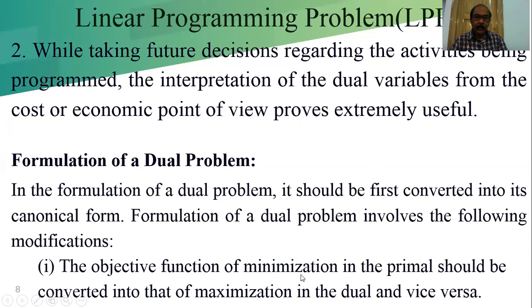The objective function of minimization in the primal should be converted into maximization in the dual and vice versa. What is the first thing? We have to convert our problem into a canonical form. Second point, if the objective function is a minimization problem, then it would be converted to a maximization problem in the dual. If the primal is a maximization problem, then in the dual it would be a minimization problem.